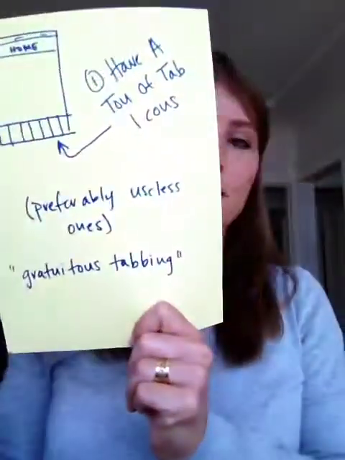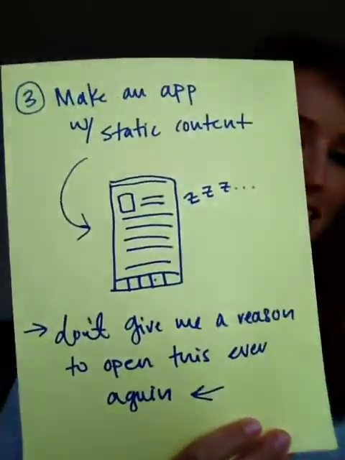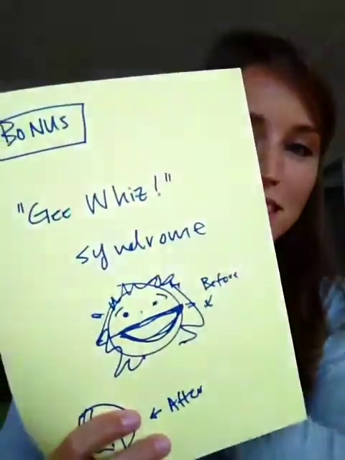Let's review. Step 1, gratuitous tabbing. Step 2, home screen options. Step 3, static content. And step 4, gee whiz syndrome.